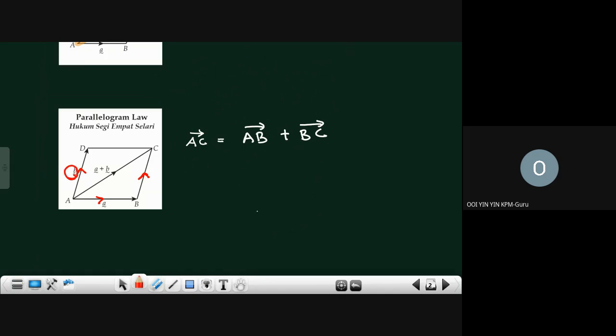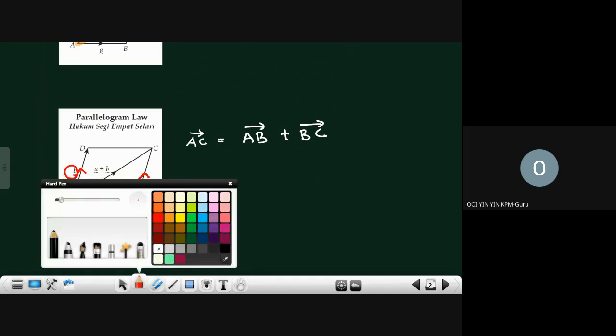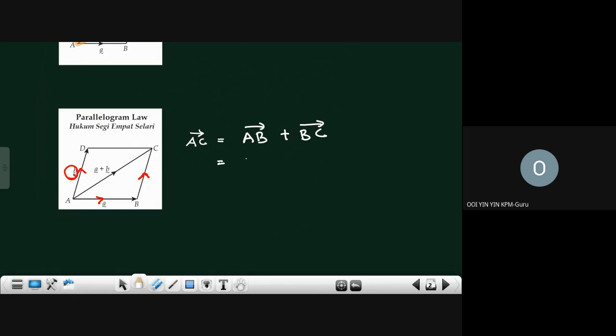Yeah, and then you have your AD, which is B, right? Okay, so here we can write as AB plus your BC, I can change to AD. Okay, AD. Because same, right? These two are parallel, so the vector are same. Then replace in your AB is vector A plus your AD is vector B.